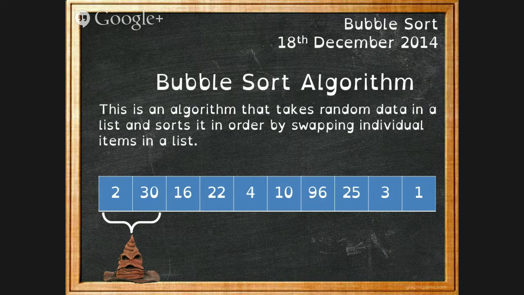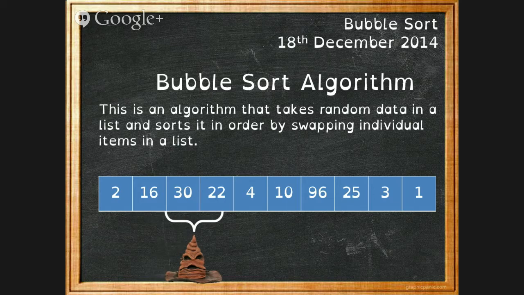The first thing we're going to do is look at the first two items of the array, and work out whether they're in order. So do you reckon these ones need to be swapped? No. Okay, because 2 is less than 30. So we then move up and look at the next 2 items in the array. We start at point 0, we move to point 1. 30 and 16, they need to be changed around. So we swap them over.